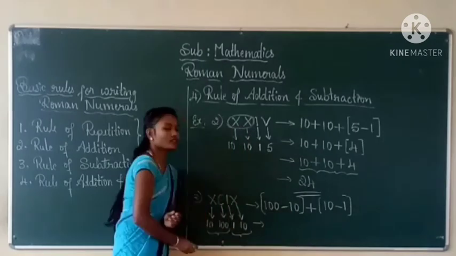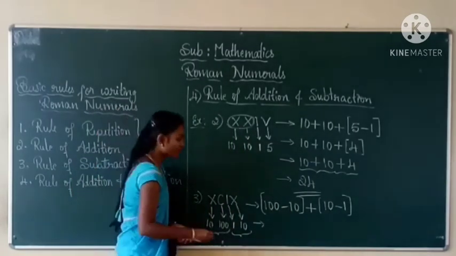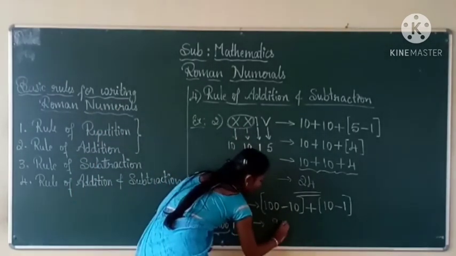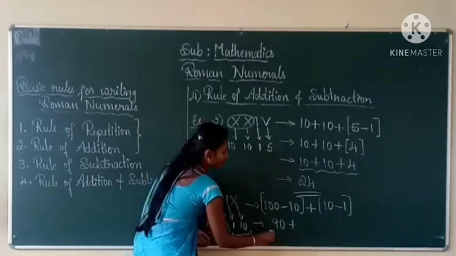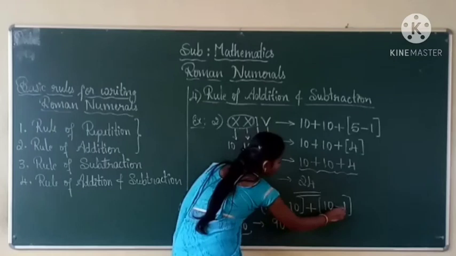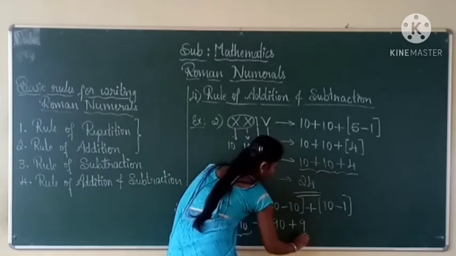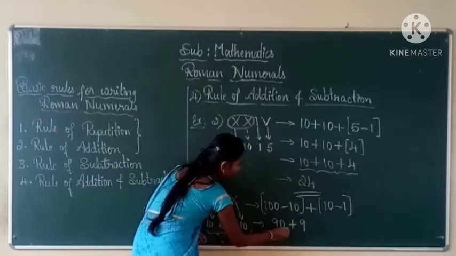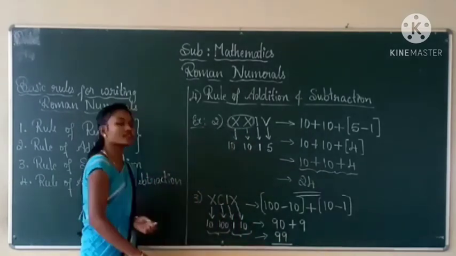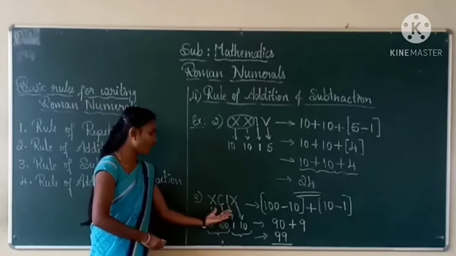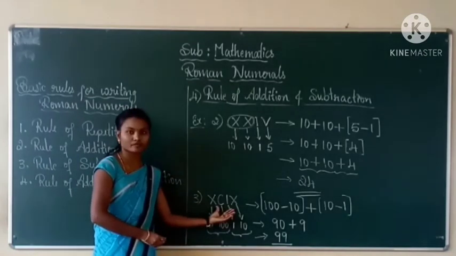100 minus 10 is equal to how much? 100 minus 10 is 90. Then write the symbol. Remove the brackets. Don't write the brackets. Plus 10 minus 1 is 9. So 90 plus 9 is 99. So 99 can be written like this.